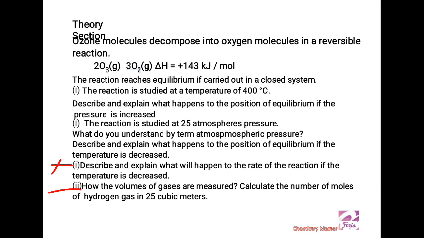The next is how the volumes of gases are measured. Calculate the number of moles of hydrogen in 25 cubic meters. The volumes of gases are measured in decimeter cubes, meter cubes and centimeter cubes. You are asked to calculate the number of moles of hydrogen gas in 25 cubic meters. For this, you have to go to chapter number 9, where the topic of the mole is explained, and there we learn to calculate the number of moles of gases by means of their volumes. This is called molar volume.